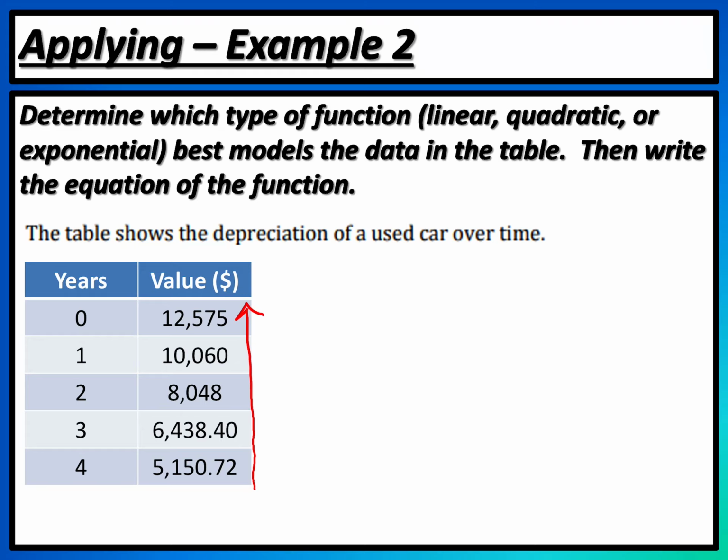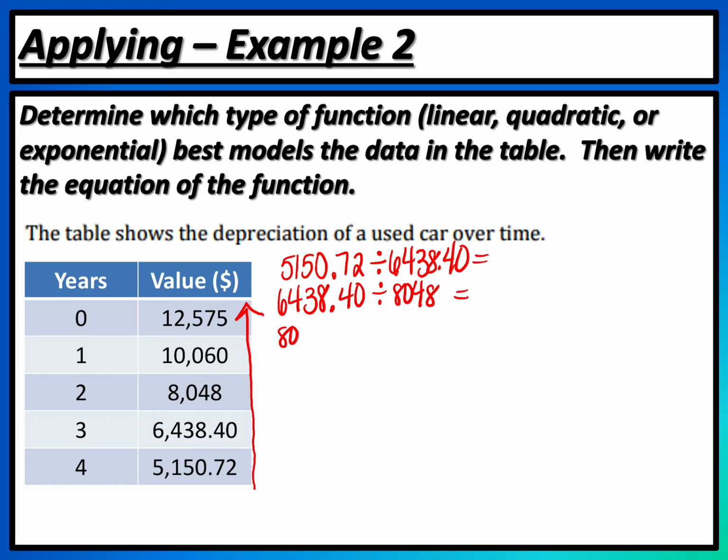Okay, so I would do 5,150.72 divided by 6438.4. Okay, and I highly suggest that you write out these problems, okay? These little subtraction and division problems. I mean, they take what, 2 minutes to write this out, okay? But I think it's really important.